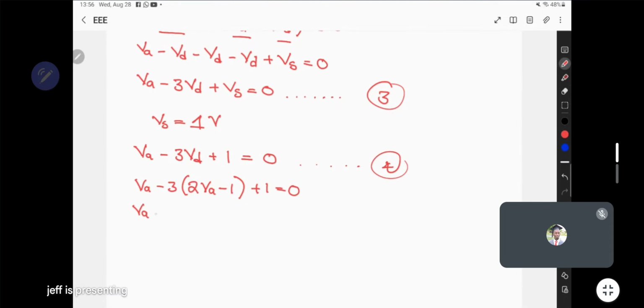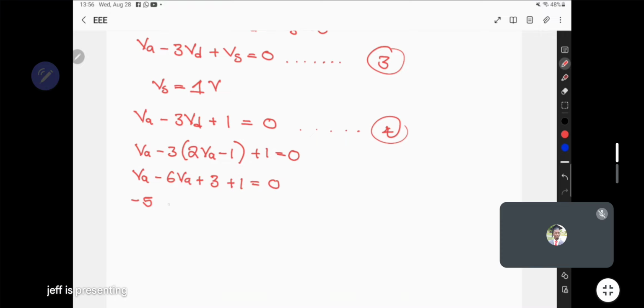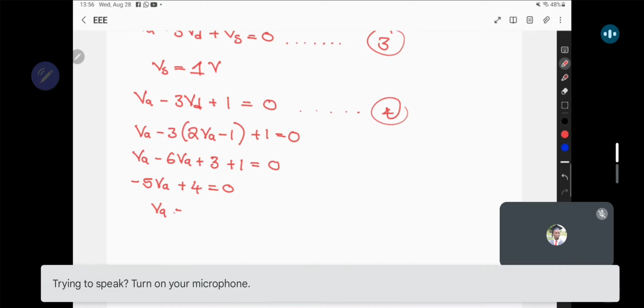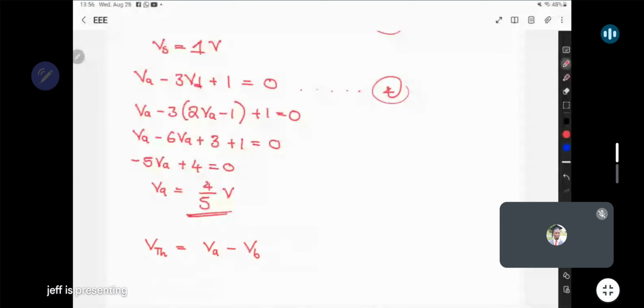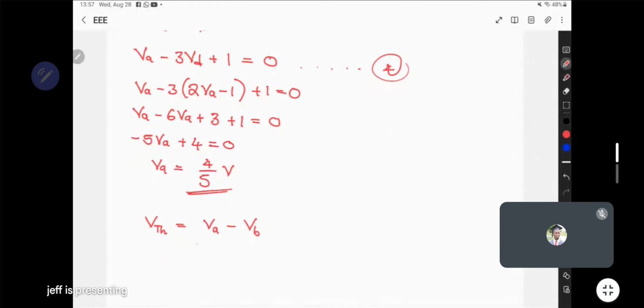So from here, then finally, we have VA is equal to 4 over 5 volts. Since we have VA, remember earlier I did point out that V Thevenin will be the difference between VA and VB, not the other way around. It has to be VA minus VB. VB was the ground voltage after using nodal analysis, so it's 0. So VA will be 4 over 5 volts. So this becomes our Thevenin's equivalent voltage.